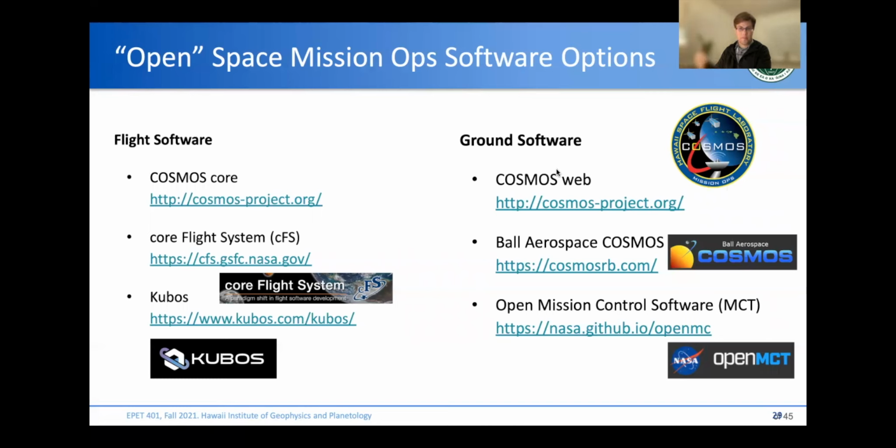Now, for ground software, we have Cosmos Web, which we're developing and will be the main interface for the visualization of Cosmos. We also have Ball Aerospace Cosmos, and its name could be sometimes confusing. This other Cosmos is also capable of receiving telemetry, processing commands, sending commands, plotting, and telemetry logging. So many of the functionalities that we do have also with Cosmos Web.